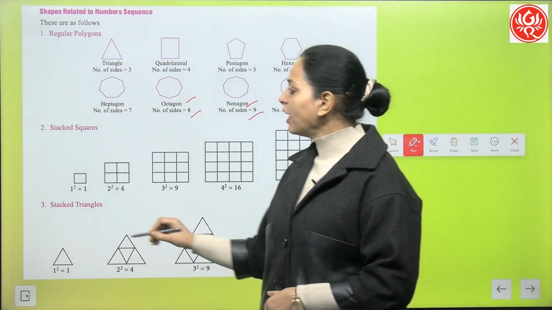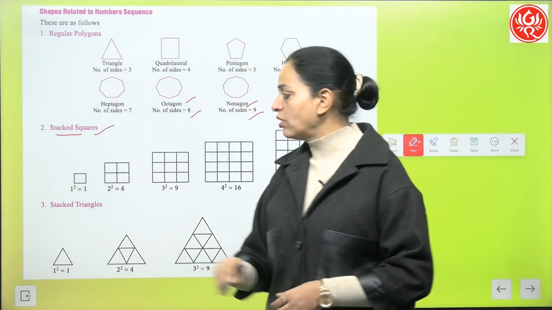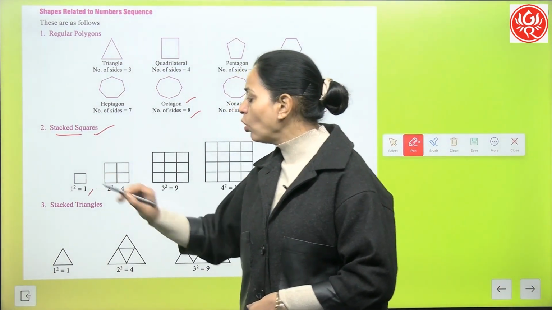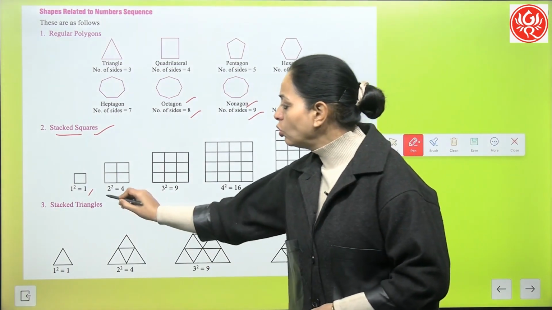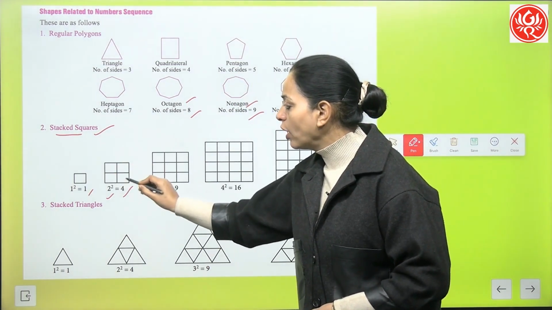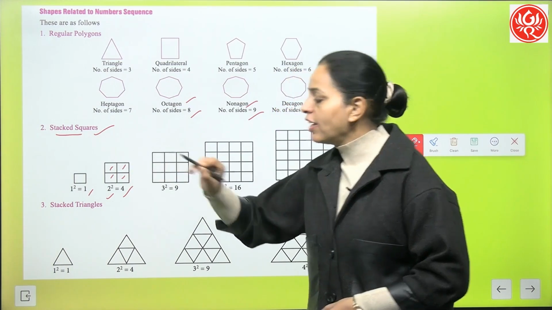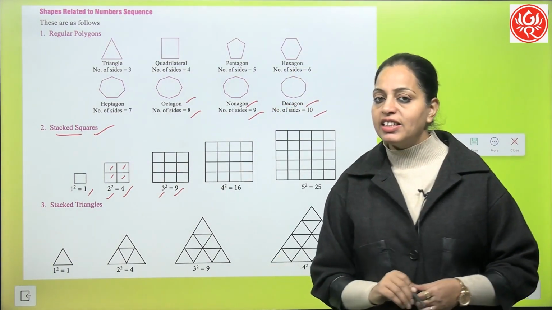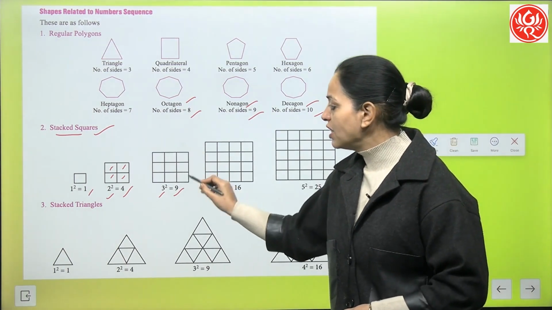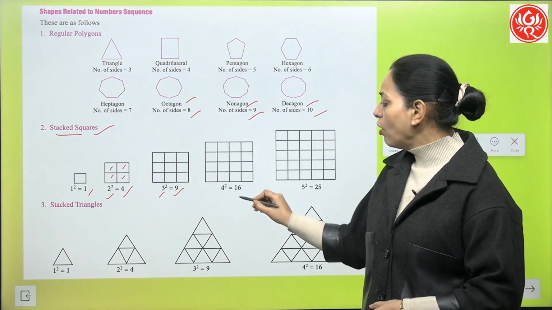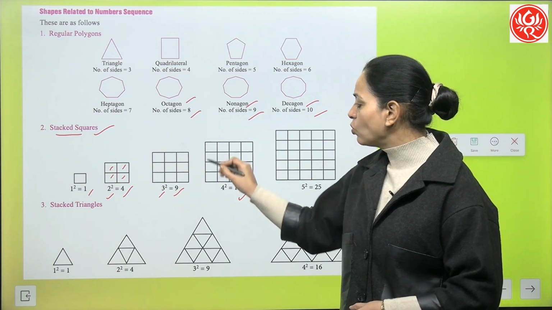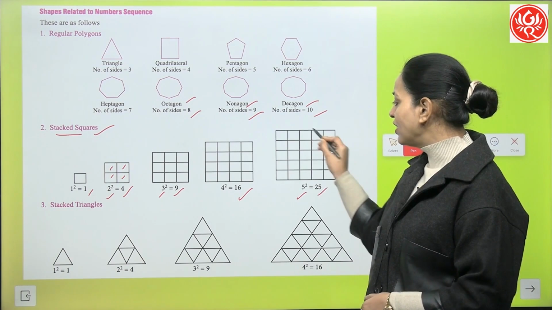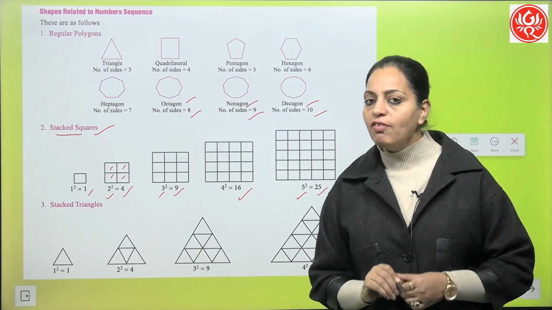Okay. Now the second one, stacked squares. Here 1 square is 1. So 1 square we are taking. Now 2 squared is 4. So here we are taking 4 squares. Okay. Then 3 squared is equal to 9. So we are taking 9 squares, right? 4 squared is equal to 16. So this shape, and then 5 squared is equal to 25.